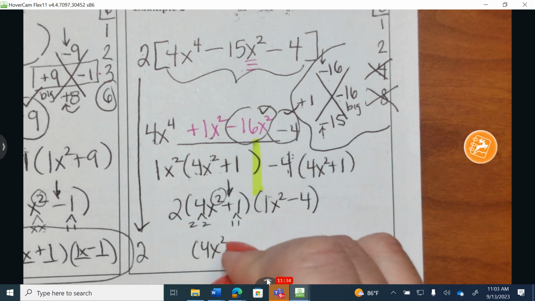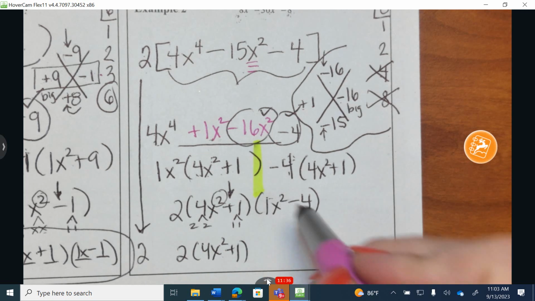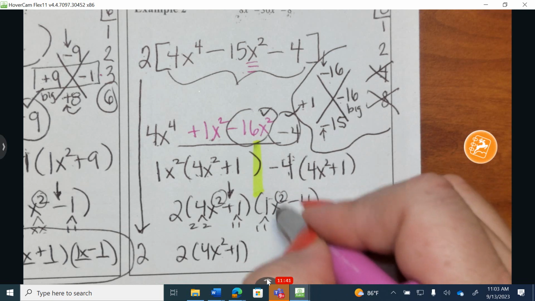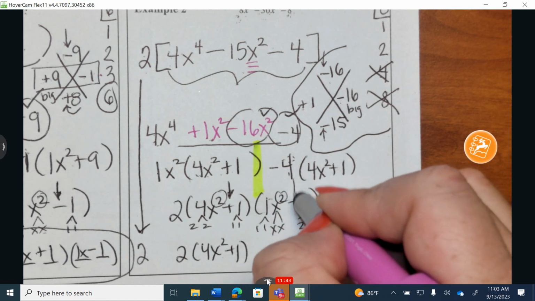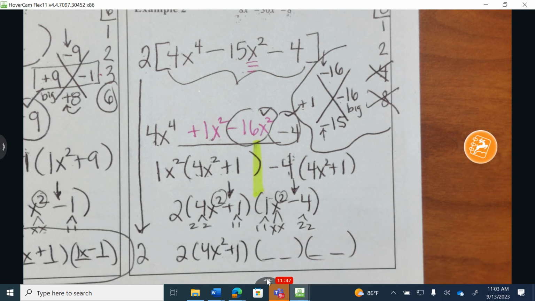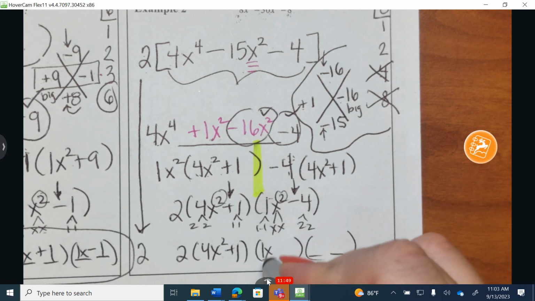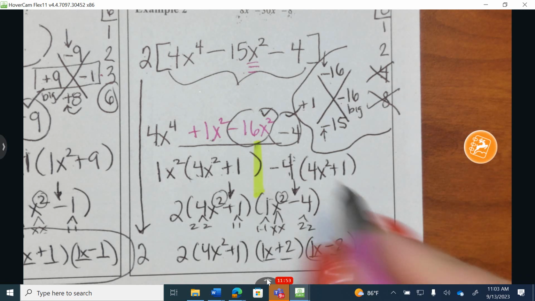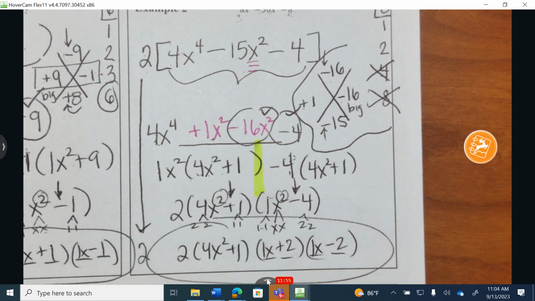So I'm going to bring down 4x squared plus 1. Now here, are 1 and 4 also perfect squares? Yes. Is this divisible by 2? Yes. And do I have subtraction? So what do I do with the second one? I'm going to fill in those blanks. The 1 and the x's go in front. The 2's going back. One of them is positive and one of them is negative.